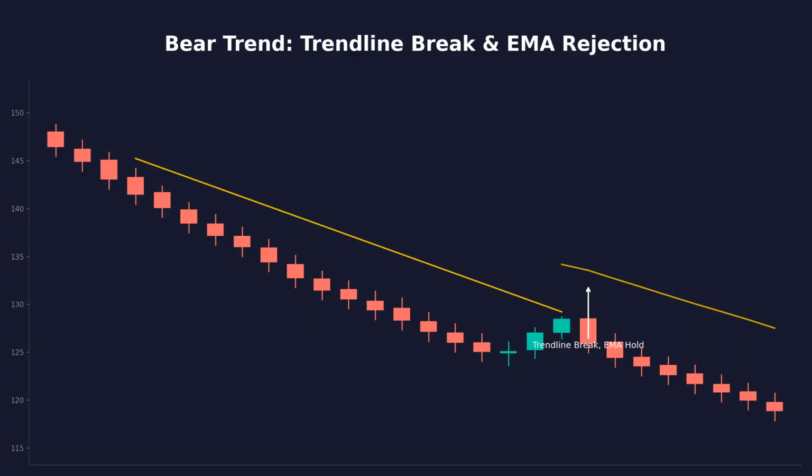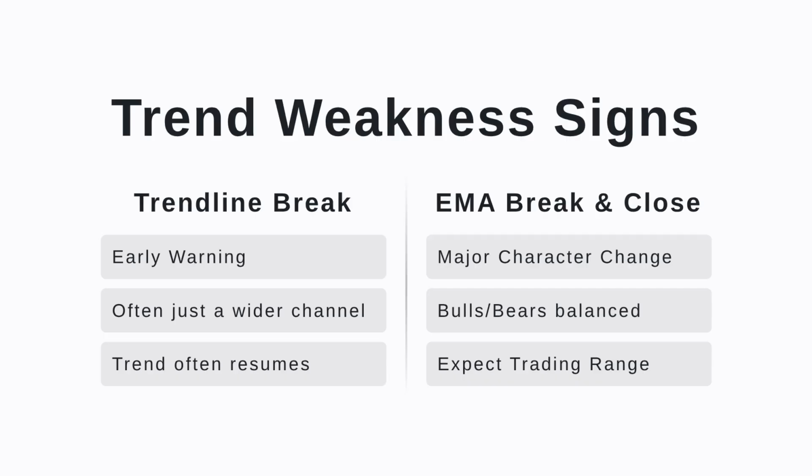Another powerful concept is the EMA gap breakout. If price breaks a trend line but fails to cross the moving average, the trend reversal has likely failed. The EMA is the final line of defense for the trend. This relationship between trend lines and the EMA is vital. A break of a trend line is just a warning. A break and close beyond the 20 EMA is a change in market character. It signifies a shift from trend to trading range.